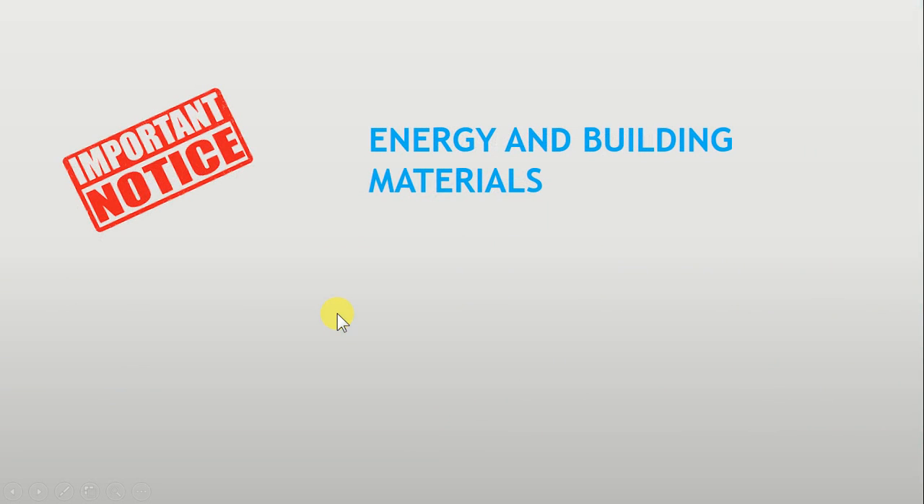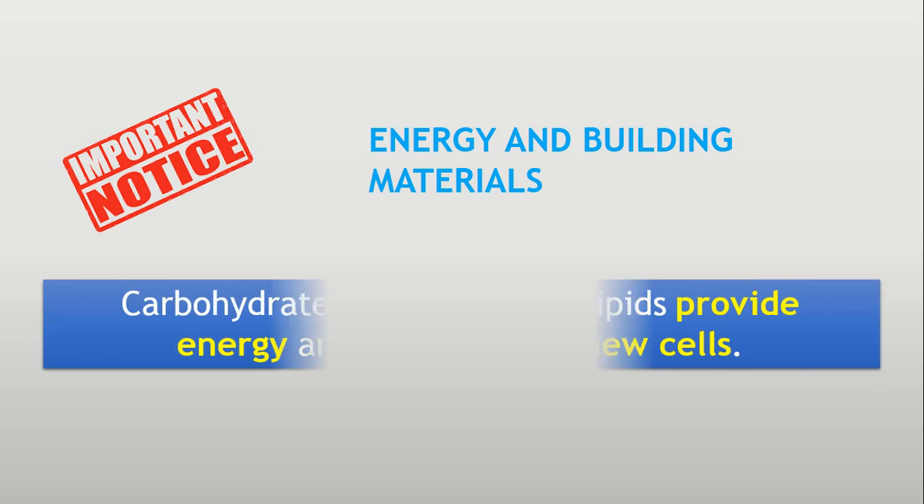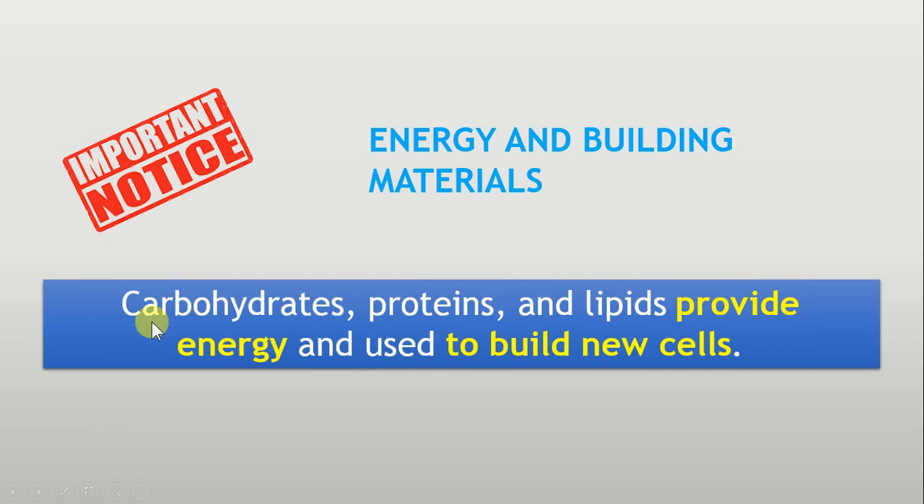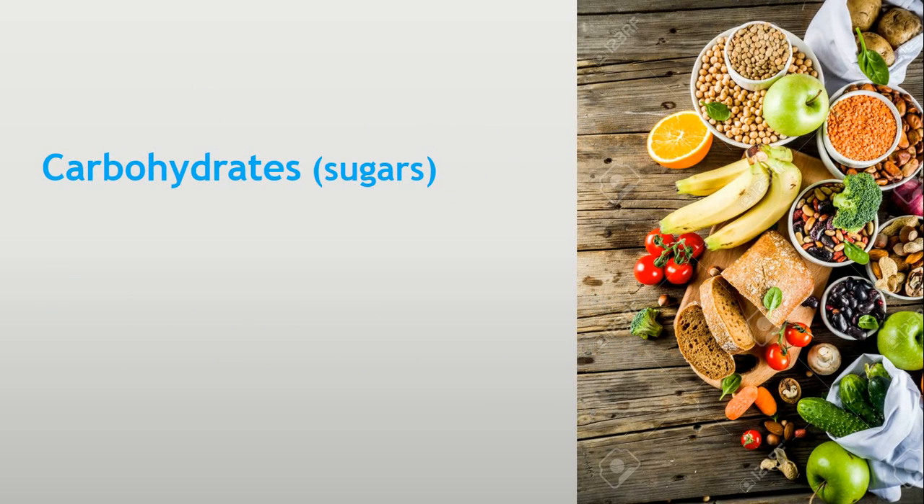And now let's talk about the kinds of food which provide energy. They are carbohydrates, proteins, lipids, and these are the kinds of food that provide energy. Others don't. Let's learn about carbohydrates. As you see here in the picture, there are different kinds of grains, fruits, vegetables and also bread. They are rich in carbohydrates.